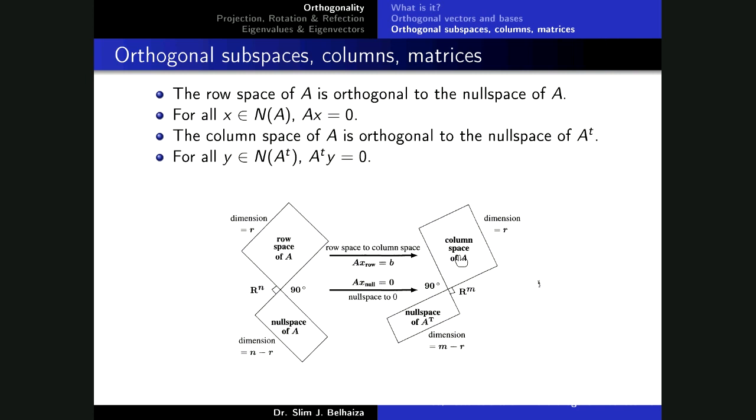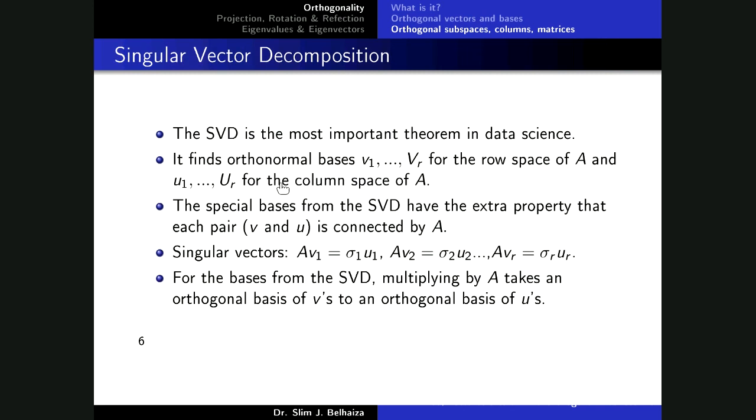Okay. So that's just to give you a quick idea. Basically you have subspaces which are orthogonal. Now about the singular value decomposition, we said that it is a very important theorem in data science, or what we call SVD.